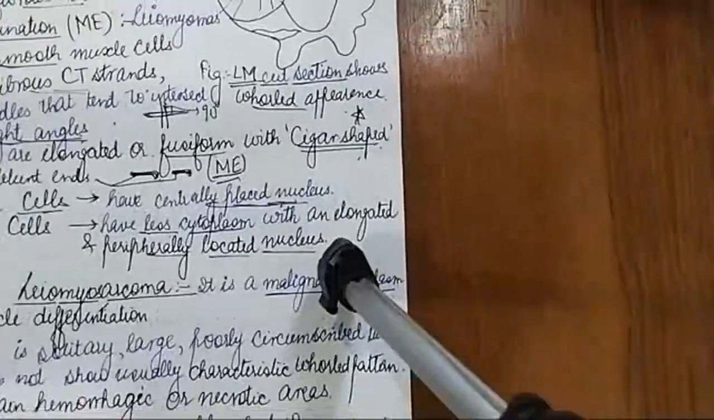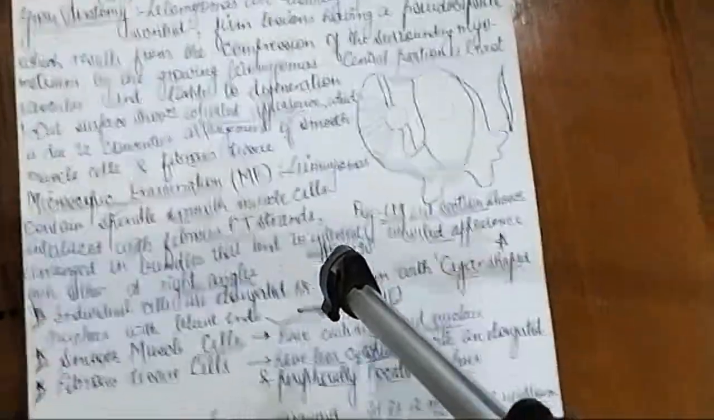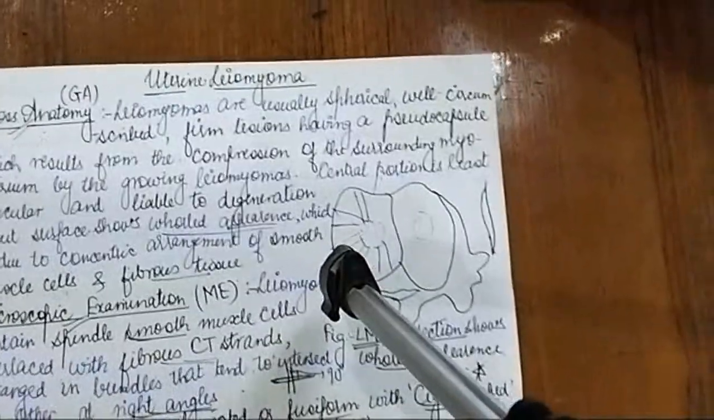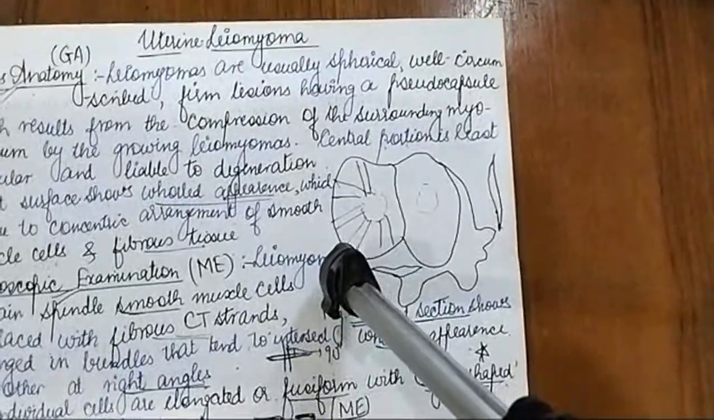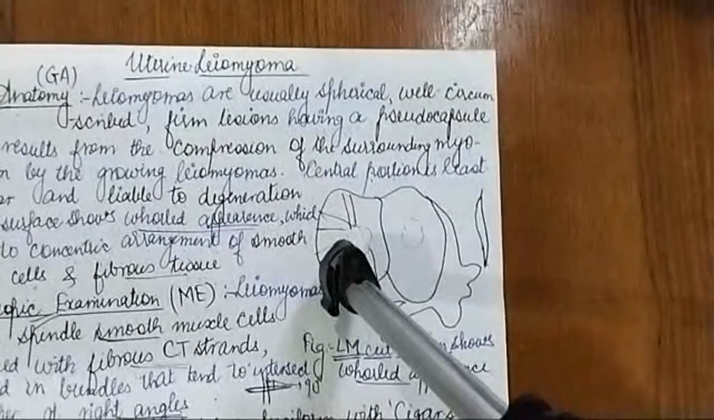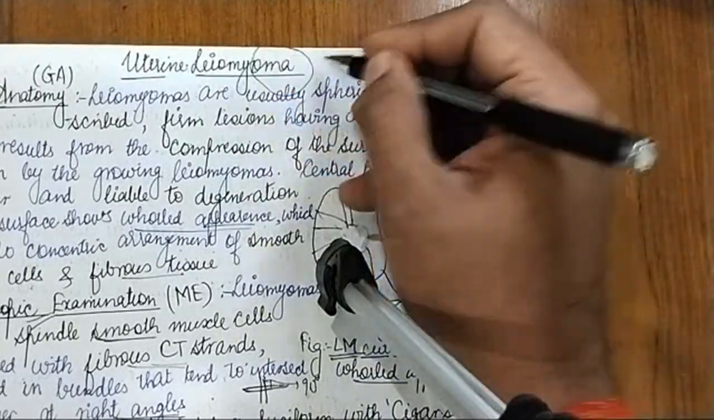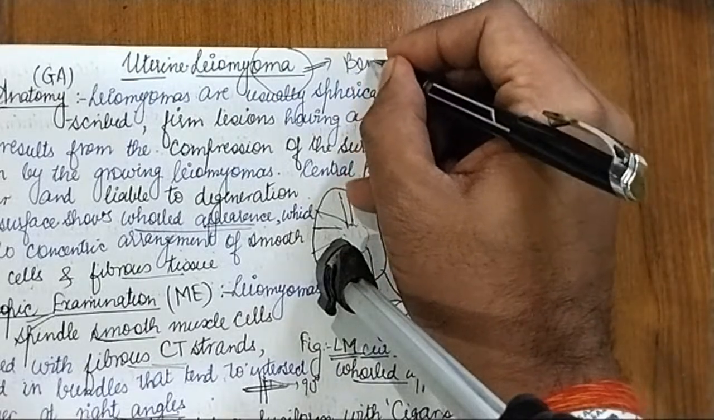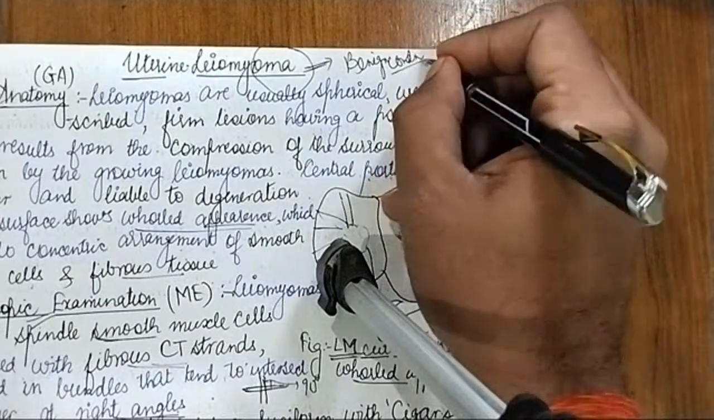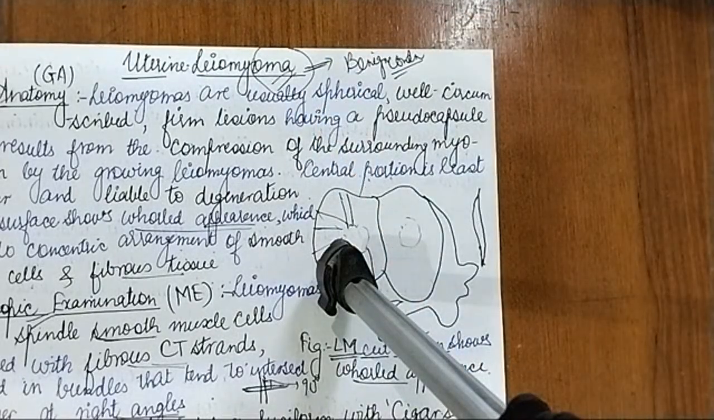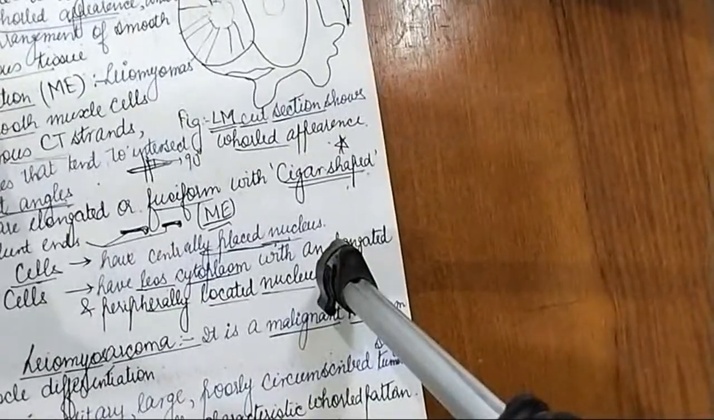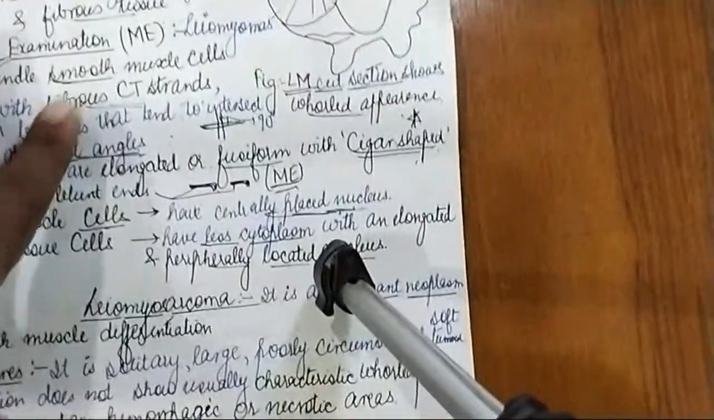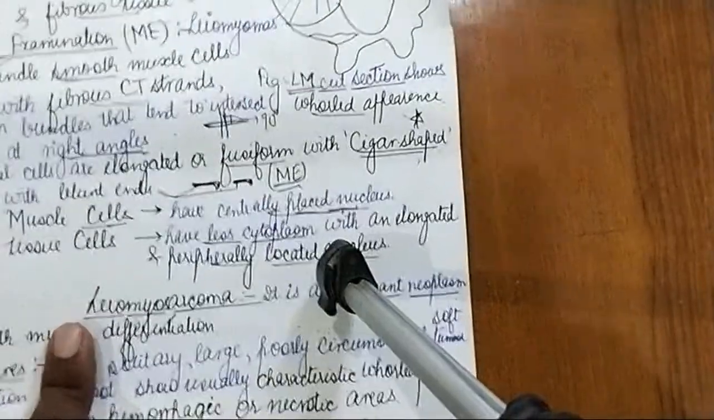So students and viewers, do remember that there are two terms. Firstly, we need to understand what we mean by leiomyoma, and what the difference is between it and leiomyosarcoma. Wherever the suffix oma has been added, that is referring to a benign condition. And whenever in general pathology you find that the suffix sarcoma has been added, that refers to the malignant form of it.